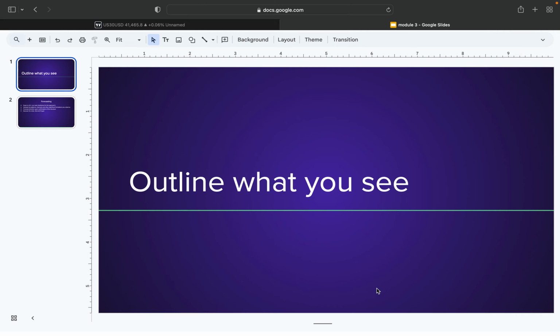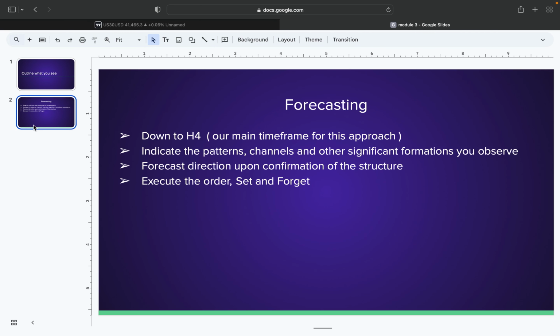Of this strategy, here we'll be talking about outlining what you see after you've been able to recognize those patterns, the price formations and all that have been taught. The next step is to outline it, draw them and all. So after that, the sub of this topic is forecasting. Yes, because when you're able to outline what you see in the market, then you can forecast what's the next direction price is heading to.